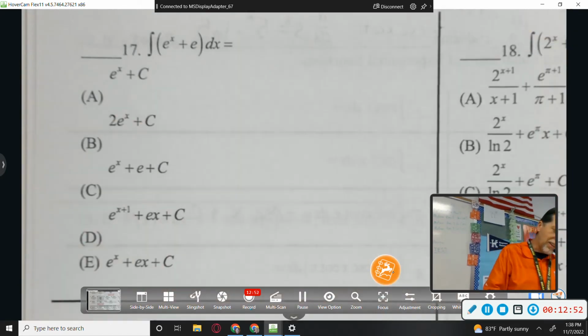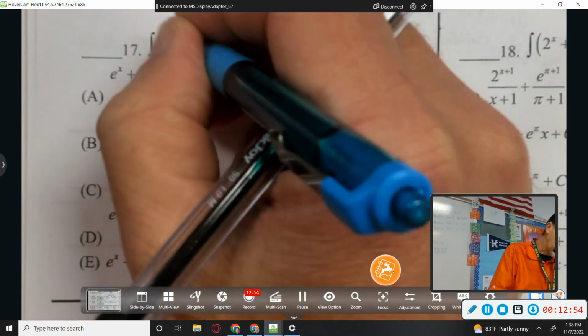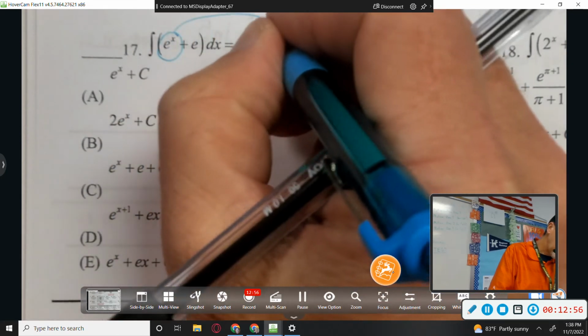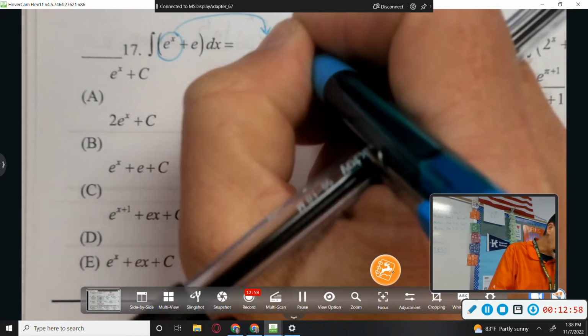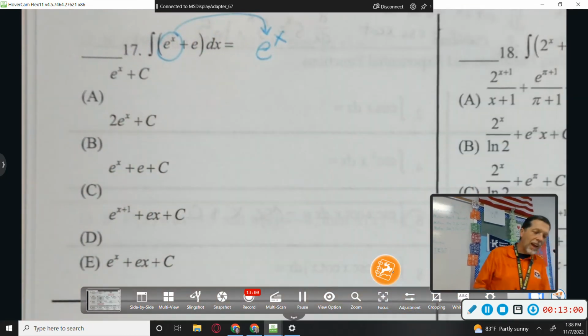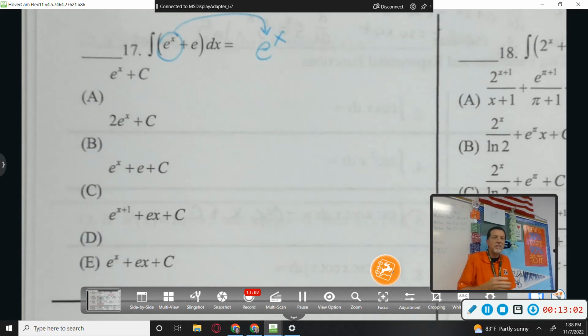So the antiderivative of e to the x. Well, it has to have an e and x, right? It's got to just be e to the x. And there's no extra stuff on that, so that's why we like e to the x. Derivative, antiderivative, multiple derivatives, it doesn't matter. It's always just e to the x.